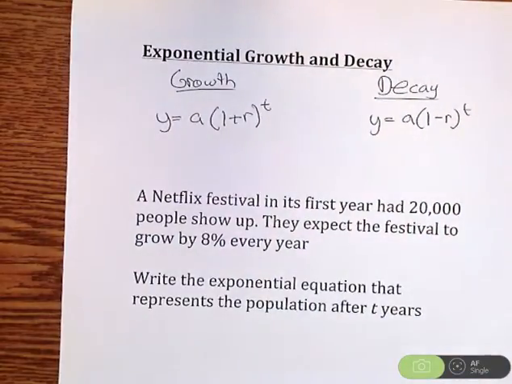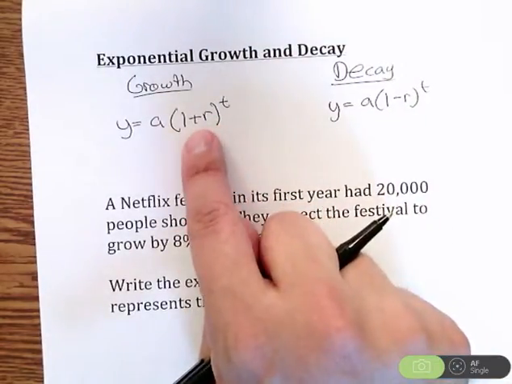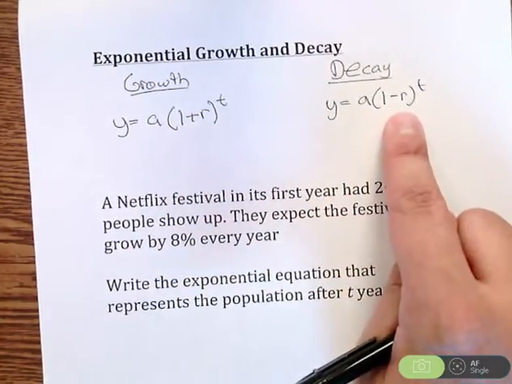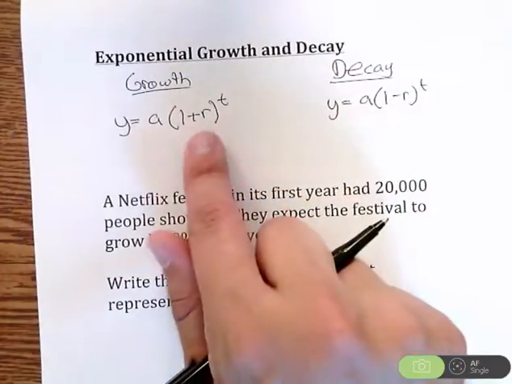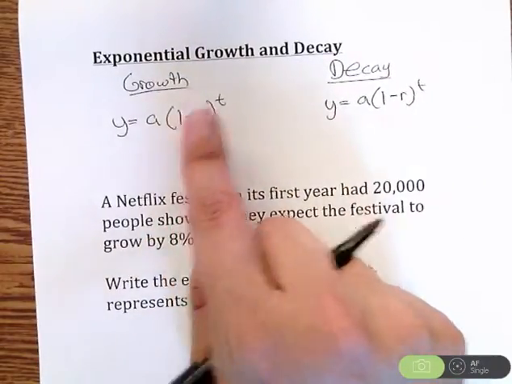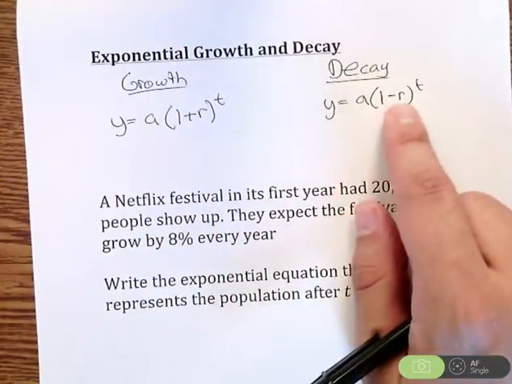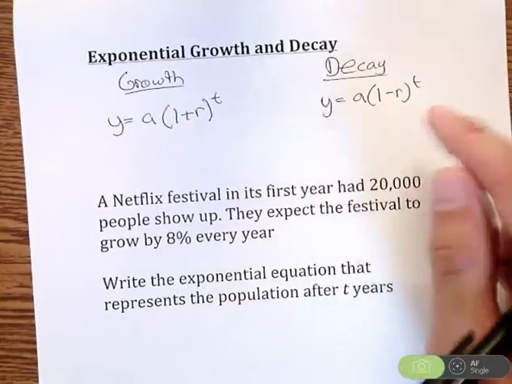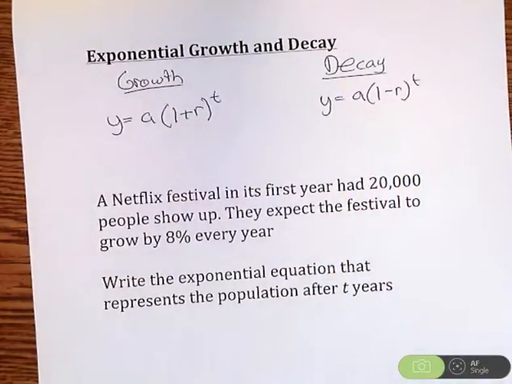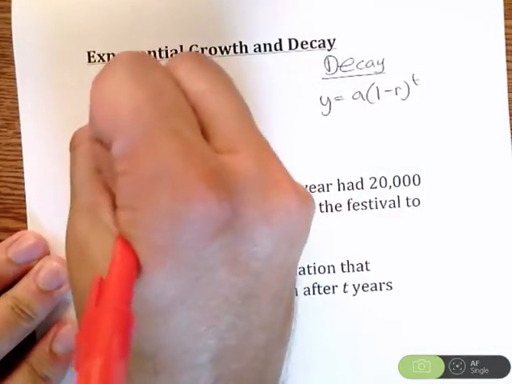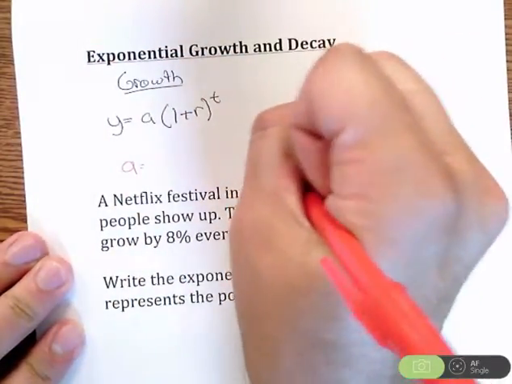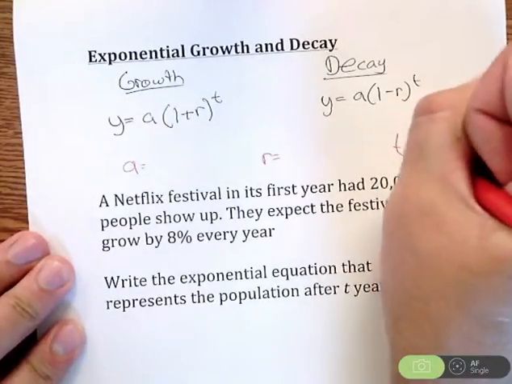So the big difference between the two of these is on growth, we're adding the r, and on decay, we're subtracting the r. So when you think of growing, you want to get bigger, so you want to add. If you're decaying, that's getting smaller, so you're subtracting. So before we move on, let's talk about what even these letters mean. So we need to know what is A, what is R, and what is T.